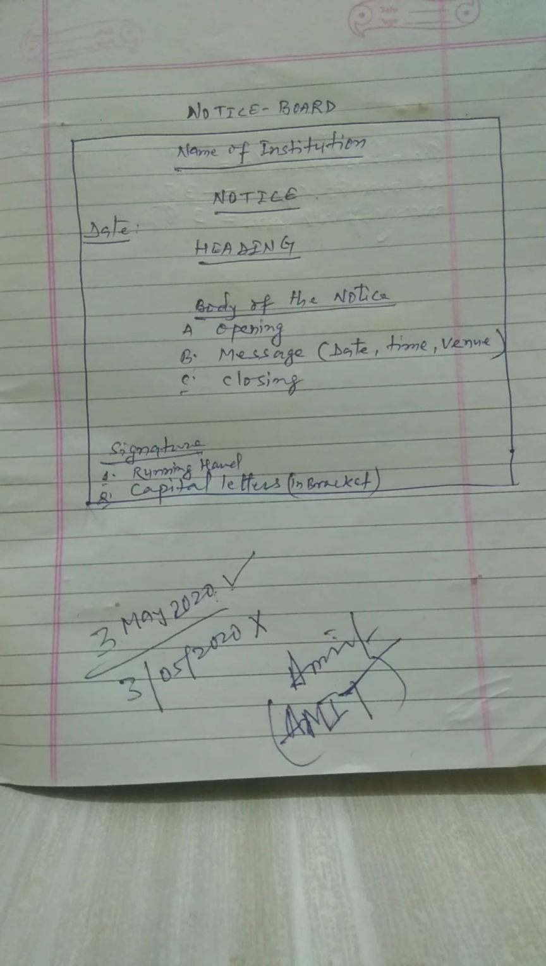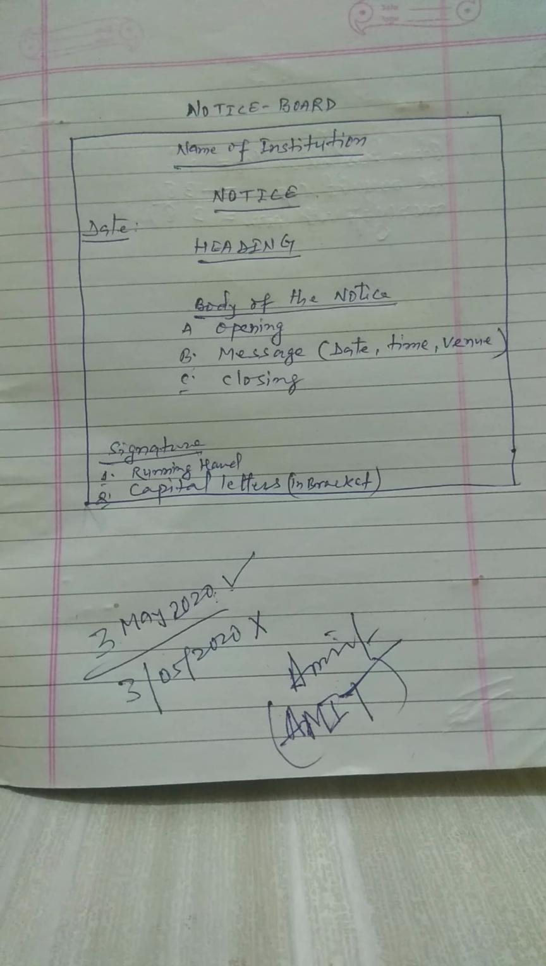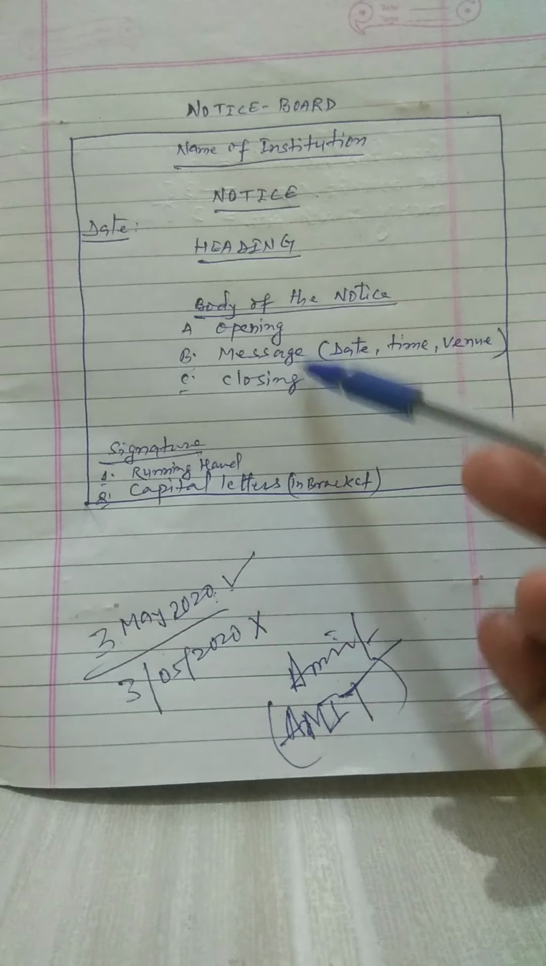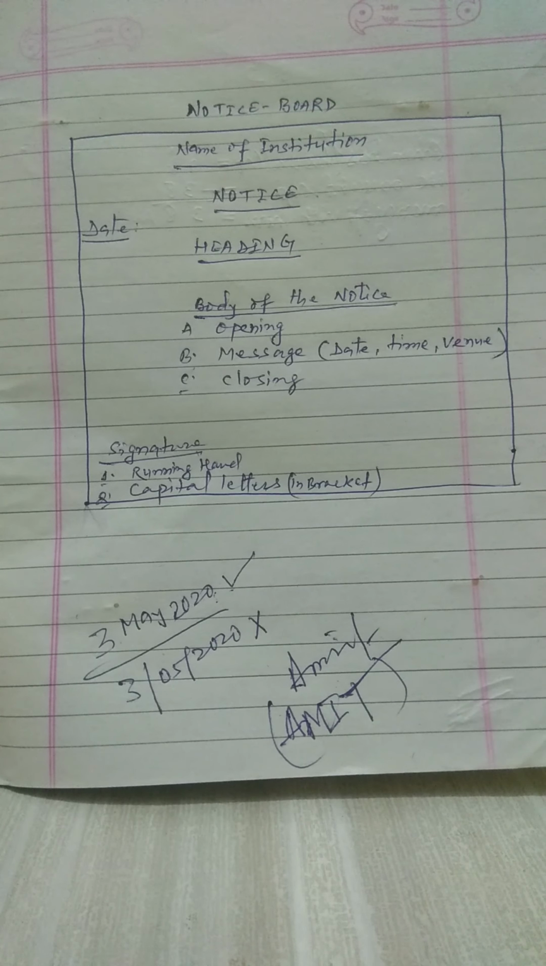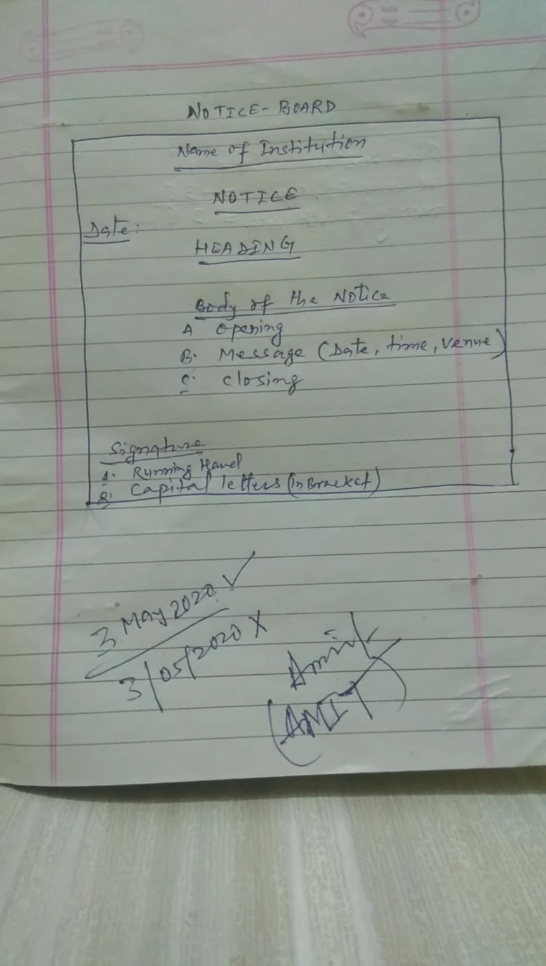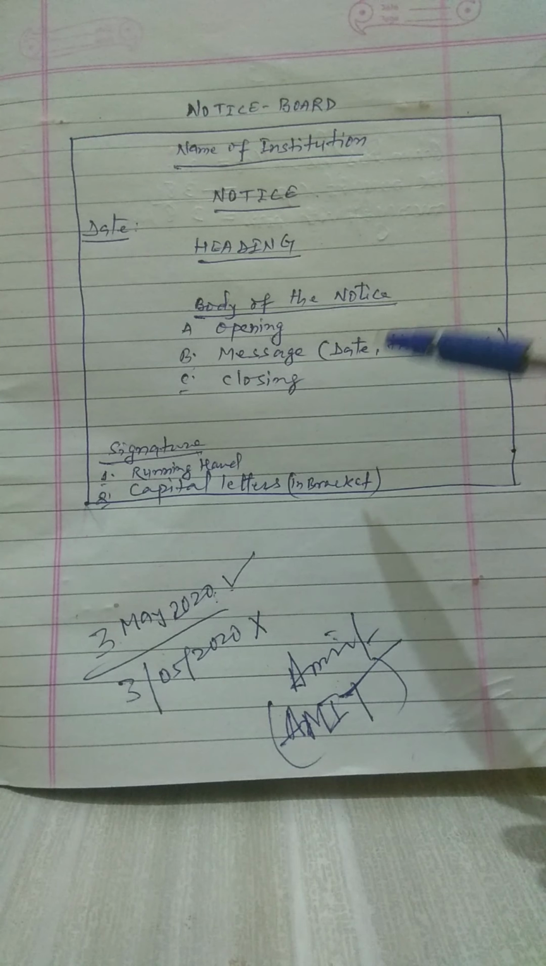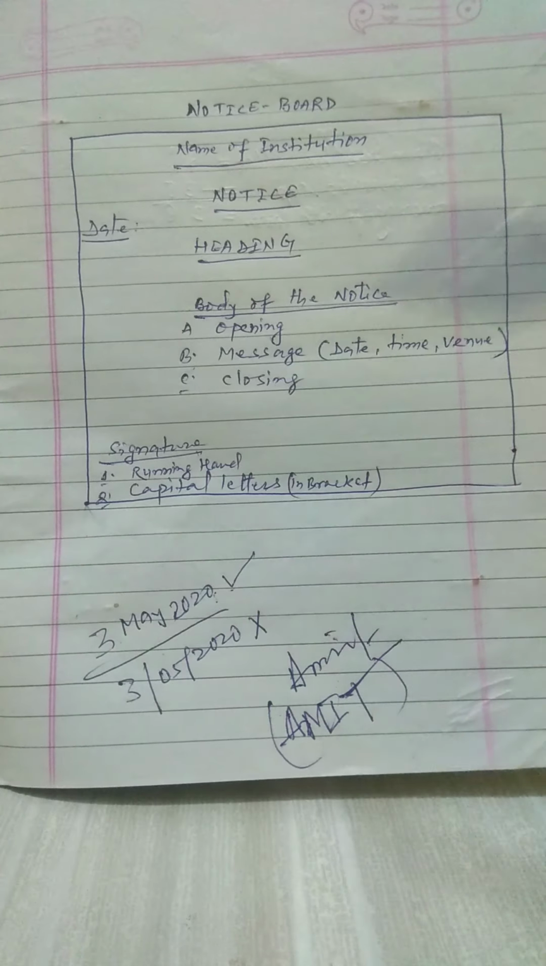Then the message. What is the message? As per the question, we write everything, and in this message we write the date, time and venue of the event. So how are we going to organize it? We write the date, time and venue in the message. And then the closing. After mentioning the message like date, time, venue, after a full stop we write: for more details contact the undersigned. This is called the closing part.